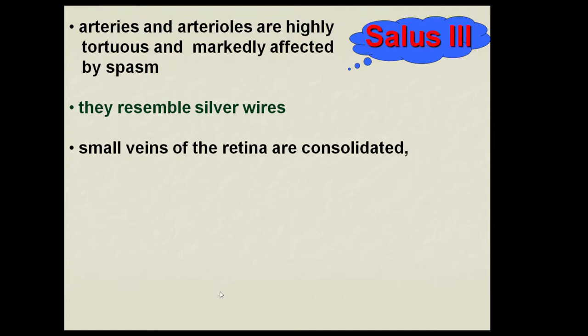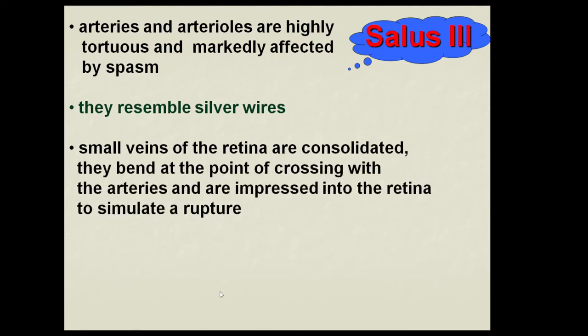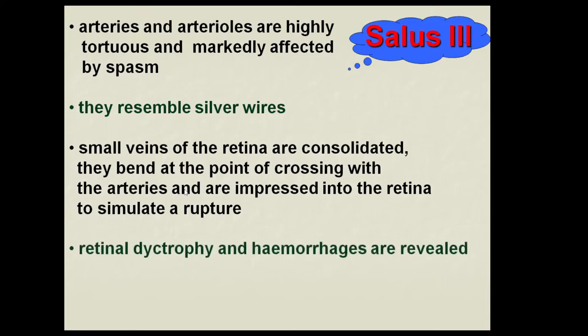When it is significantly depressed into the retina, that simulates a rupture because some part of the vein becomes invisible. As a result, as I explained, we reveal dystrophic and hemorrhagic spots and affection of the papilla of the optic nerve.